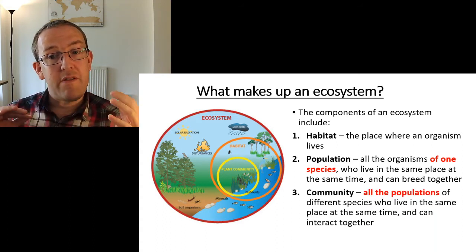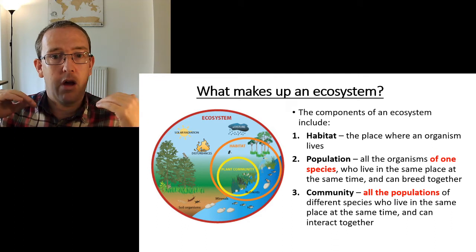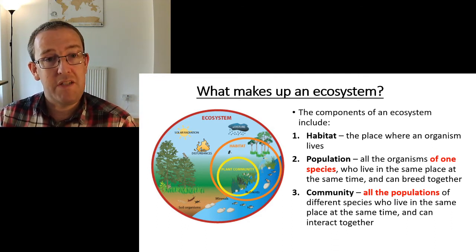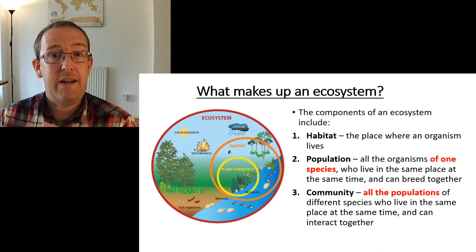Then one slightly bigger than that is a community. Now, a pond community or river community is all the populations of different species that live in the same place and interact.